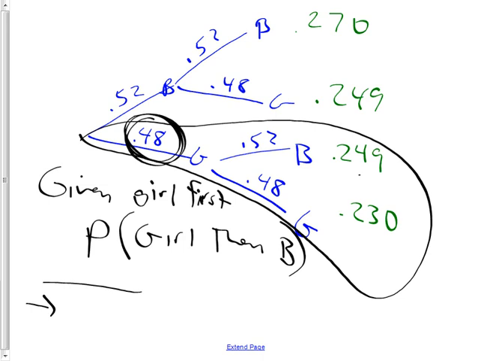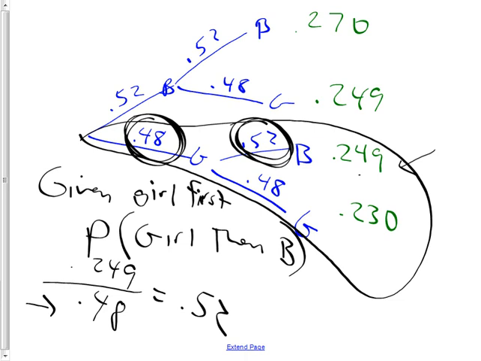If you're off by a teeny tiny bit because of rounding, and it says 0.479 instead of 0.480 or something, that's fine. That's supposed to go on the bottom. And what goes on top is what I wanted: girl, then boy. That would be this one on top, 0.249. And then when you divide them, you actually get 0.52 or 0.519.